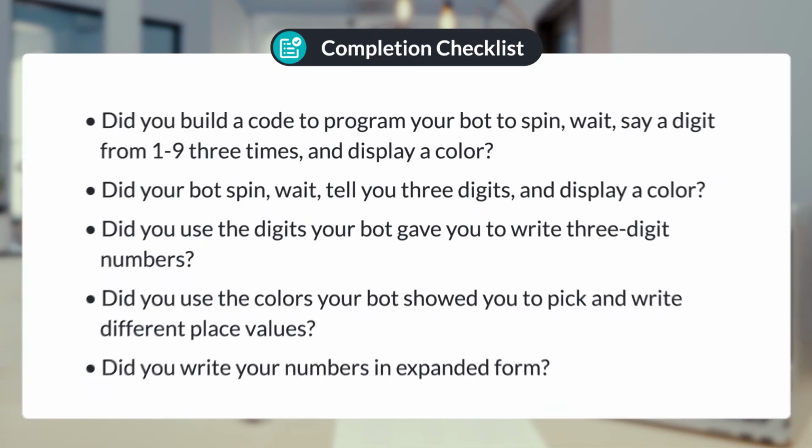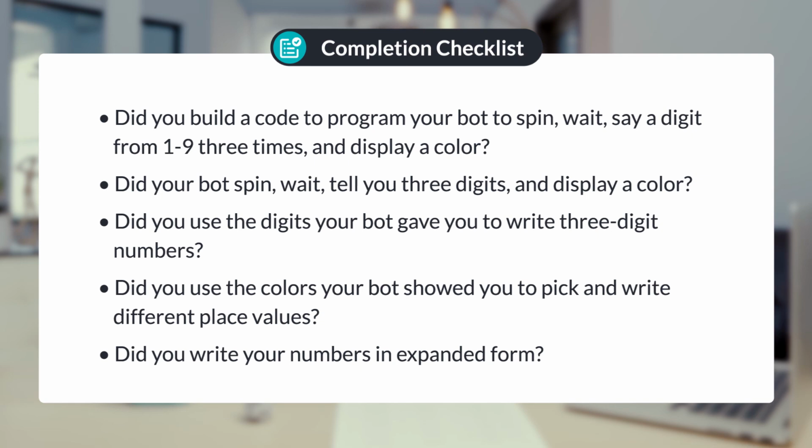Check that you have completed the activity. Did you build a code to program your bot to spin, wait, and say a digit from 1 to 9 3 times and display a color? Did your bot spin, wait, tell you 3 digits, and display a color? Did you use the digits your bot gave you to write 3-digit numbers? Did you use the colors your bot showed you to pick and write different place values? Did you write your numbers in expanded form?